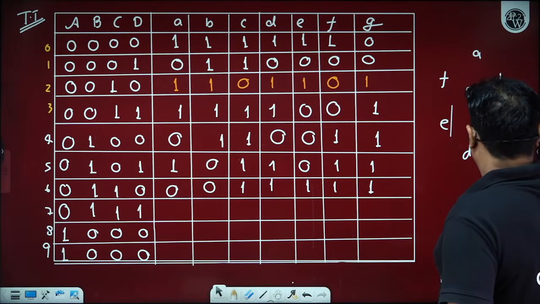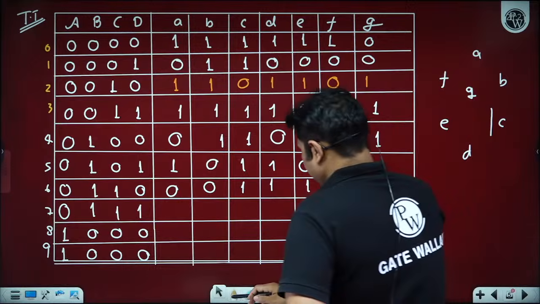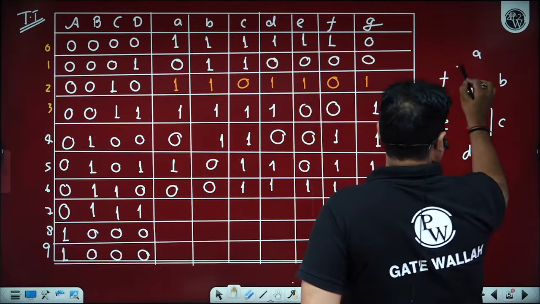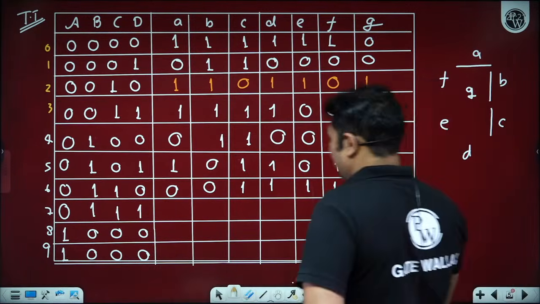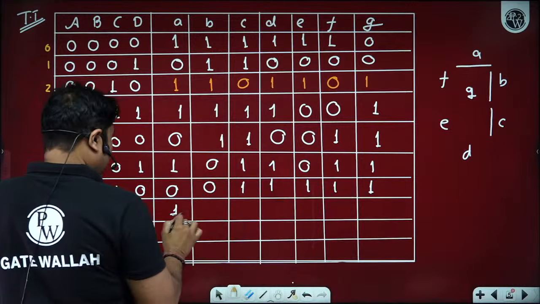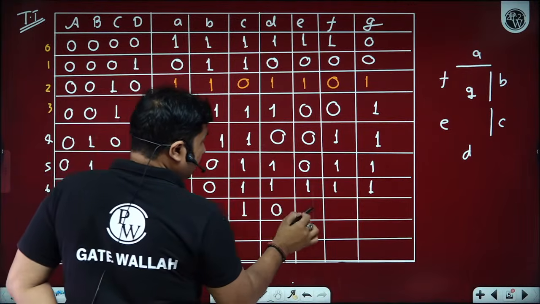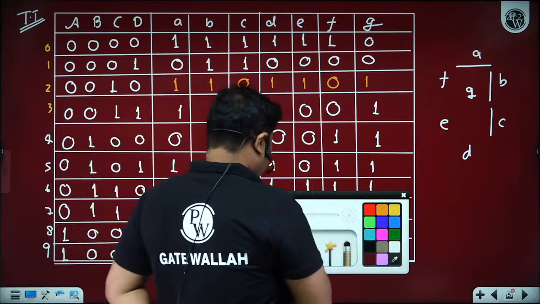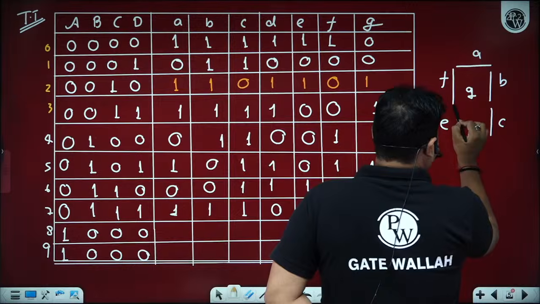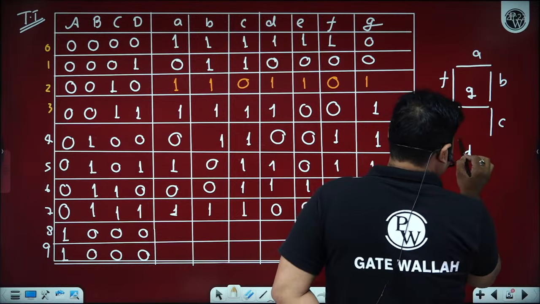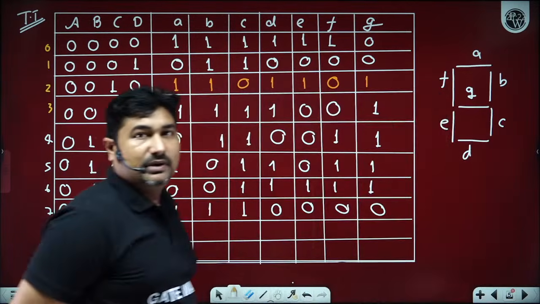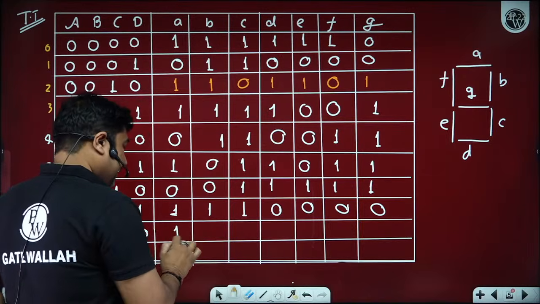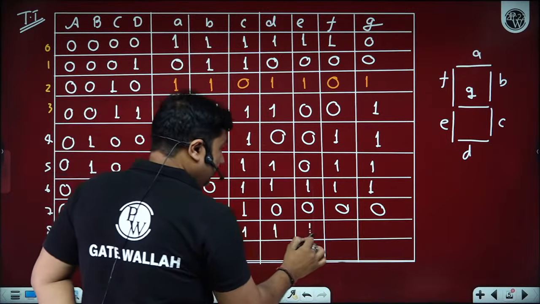To display 7, sir, A, B, C need to be high. Rest all are low. To display 8, 8 is a special one in which all the outputs will become high. So for 8, all will become high.